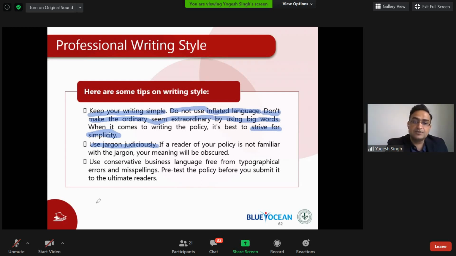Like I said, use conservative business language. Don't flex your lexical muscles. Don't try to show how deep your English knowledge is. If you go too deep, you will drown and people won't understand anything.